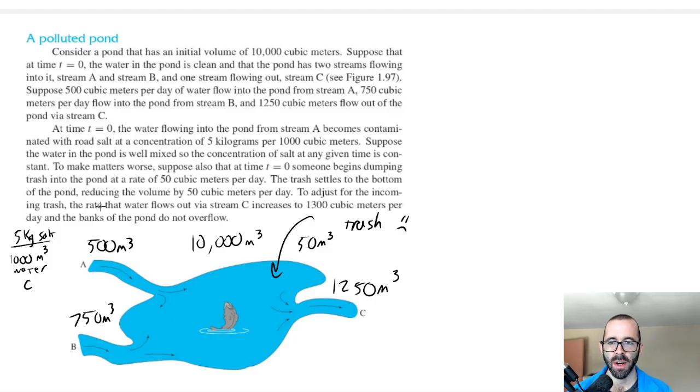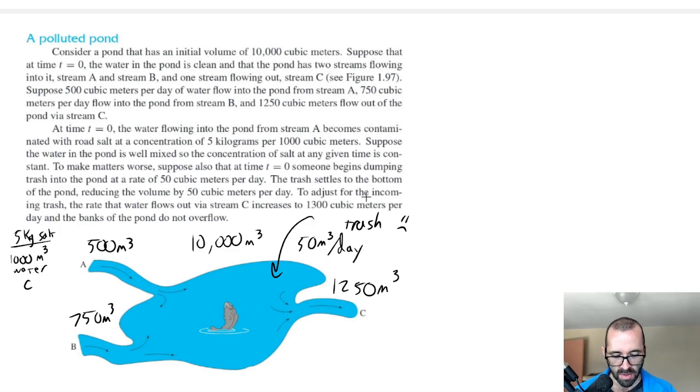The trash settles to the bottom of the pond, reducing the volume of the pond by 50 cubic meters per day. So even though the flow in is the same as the flow out, the trash is taking up that space. So the total amount of water in the pond is changing. We're losing 50 cubic meters of water in the pond every day. Let's just write per day. So that's the conclusion there.